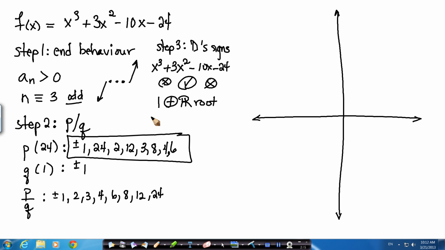This means the other ones must be negative. If something's not positive, it's negative, right? But remember, this is 2 or 0, because we need to subtract by multiples of 2. So we have 2 or 0 negative real roots. Now, step 4 is our favorite step. Everybody loves synthetic division, right?